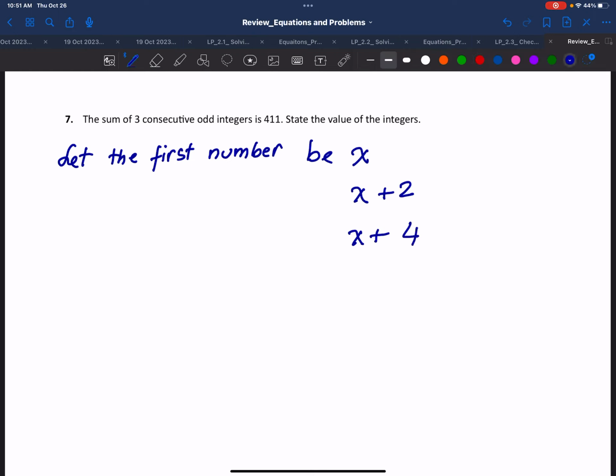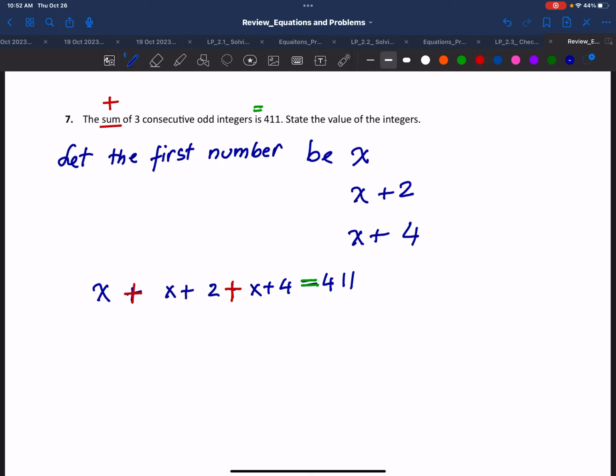So in this question, we're told that the sum, and when we say sum, the mathematical operation hiding behind it will be addition. So the sum of these 3 integers is, and whenever we say is, it means equals 411. So let's put all these words into a single equation. So the sum of x with x plus 2 with x plus 4 equals 411.